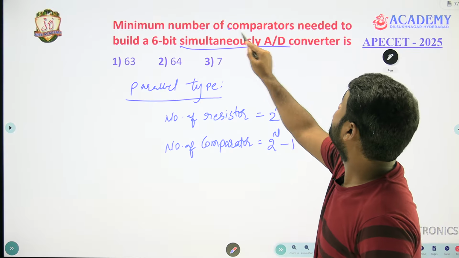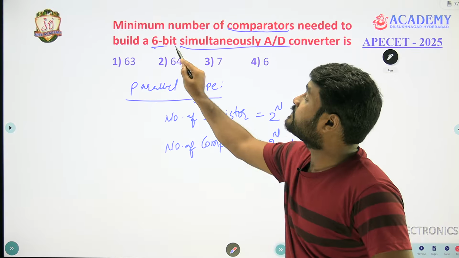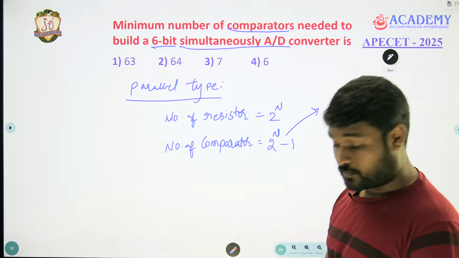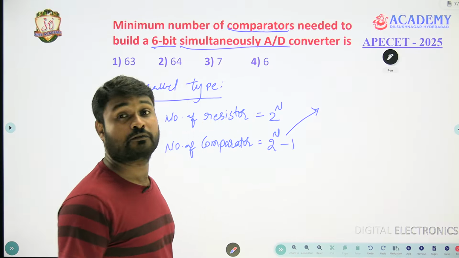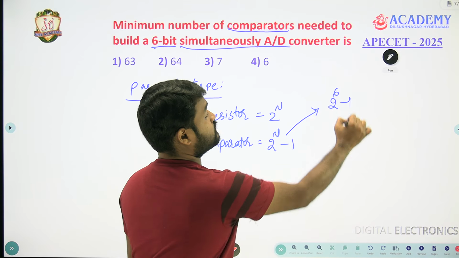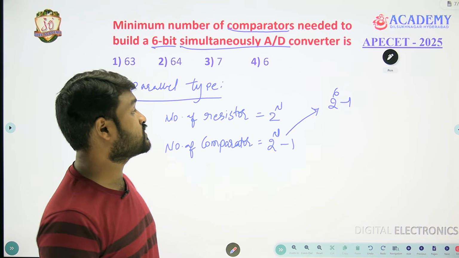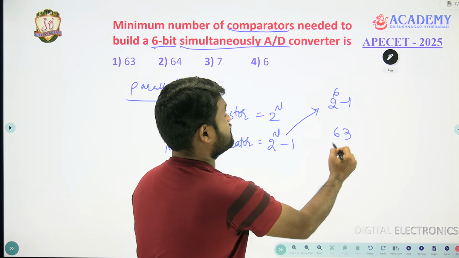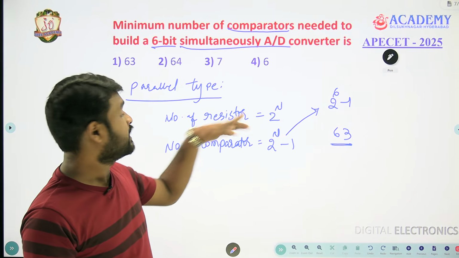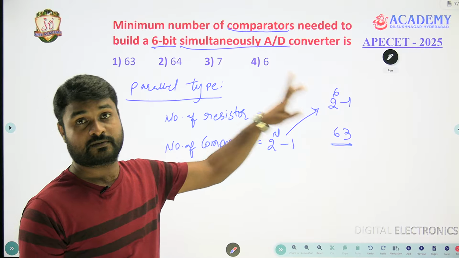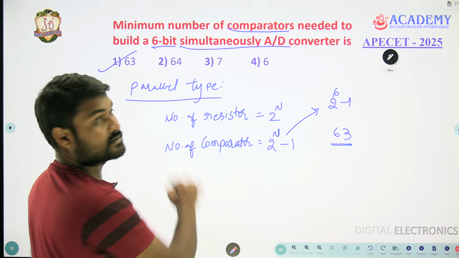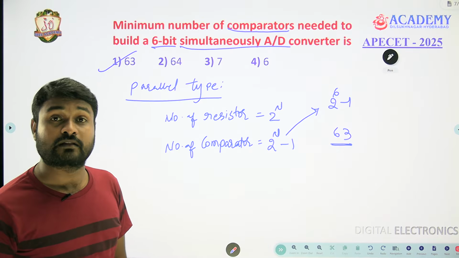He is asking the number of comparators for 6 bits, where n is equal to 6. If you use this formula, the required number of comparators is 2 to the power 6 minus 1, that is 64 minus 1, which is 63. That is the correct answer. If he asks the number of resistors, you use the other formula. If he asks the number of comparators, you use this. The answer is 63, the first option. Very nice.